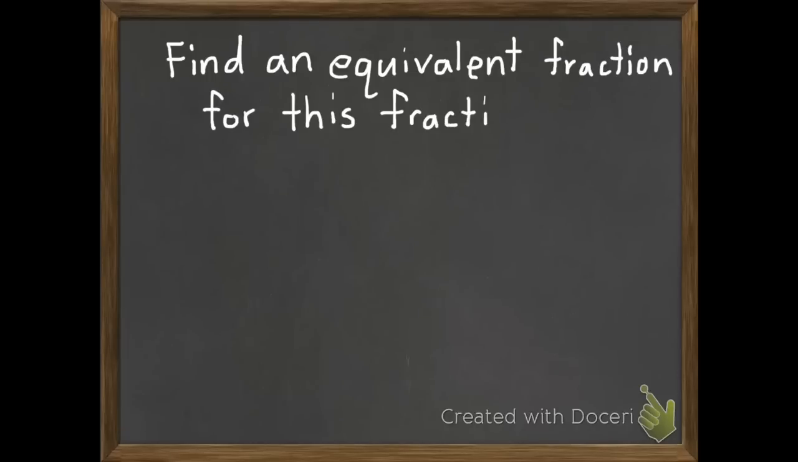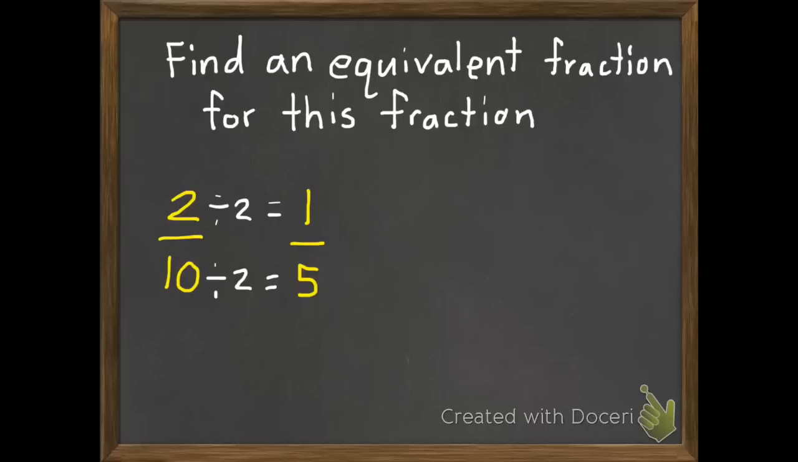Go ahead and try this one along with me. So we want to find an equivalent fraction for this fraction, 2/10. You can use models and try to find something that's the same size as 2/10. But I'm going to use multiplication and division. So I could divide both of these by 2. So 2 divided by 2 equals 1. 10 divided by 2 equals 5. So 2/10 is equivalent to 1/5.